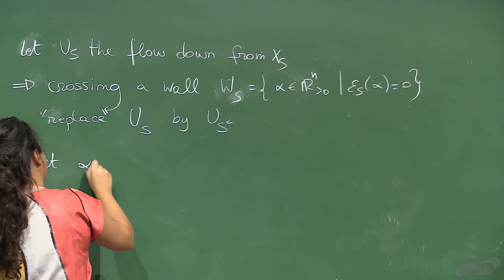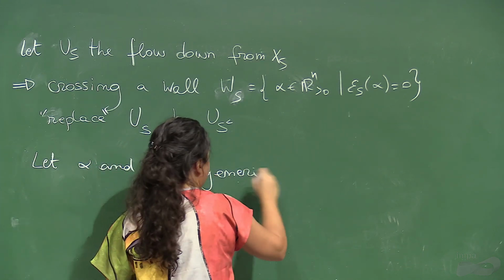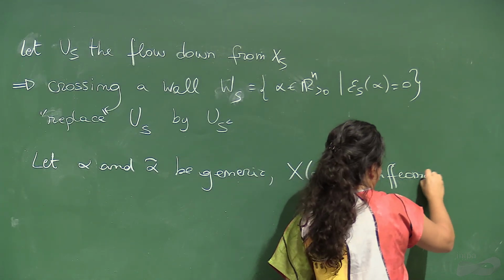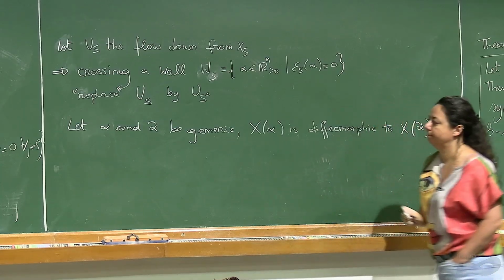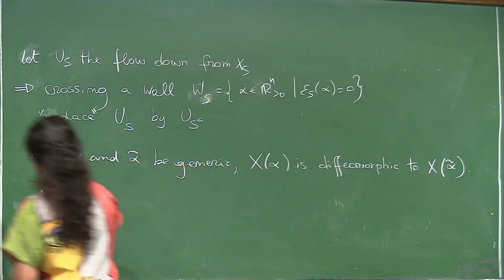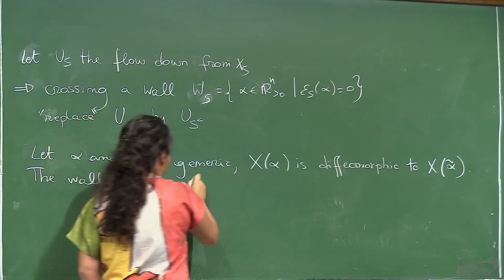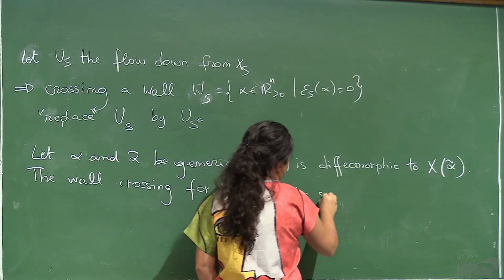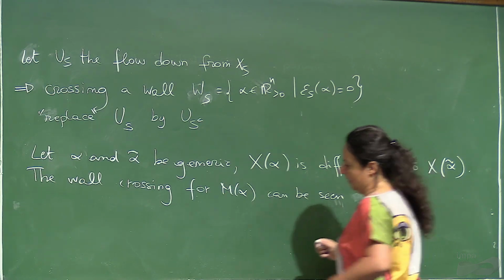let alpha and alpha tilde be generic. They can be in different chambers, doesn't matter. Then X alpha is diffeomorphic to X alpha tilde. The wall crossing I described for polygons the other time, the wall crossing for the polygon spaces M alpha can be realized as, I mean, the relevant submanifold involves the following.